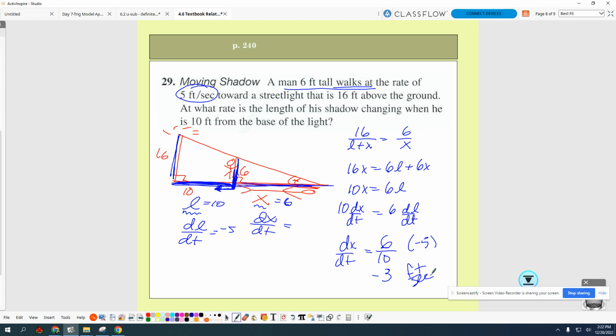Any question? Yeah. Wait, sorry, I got lost in what you did last. So I understood where you were at: 10 dx over dt equals 6 dL over dt. So here I divided by the 10, and then I plugged in the value that I was told.